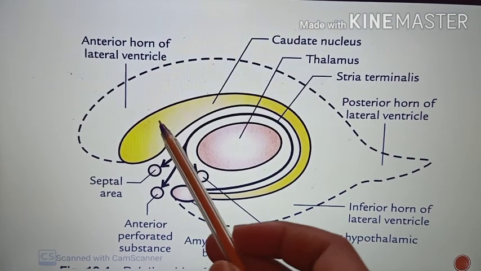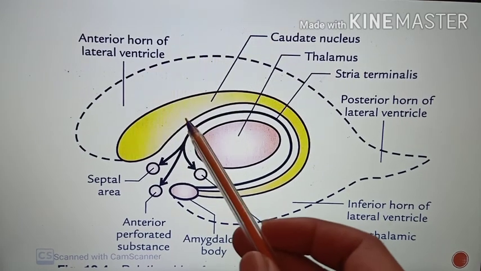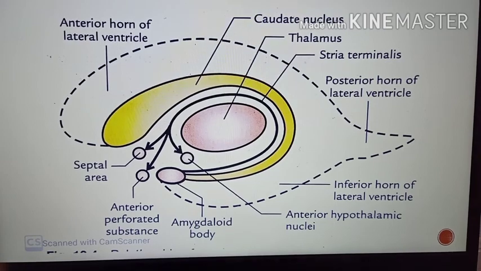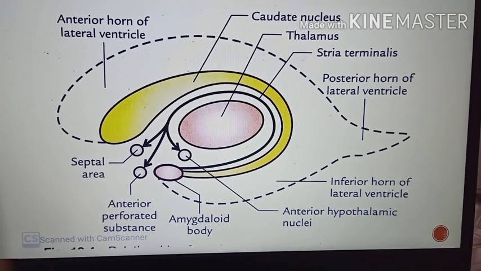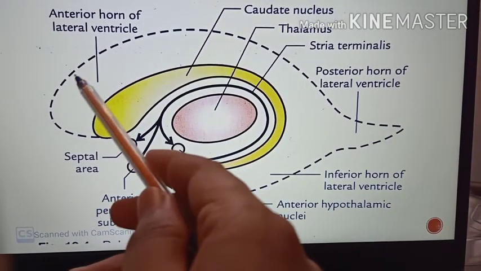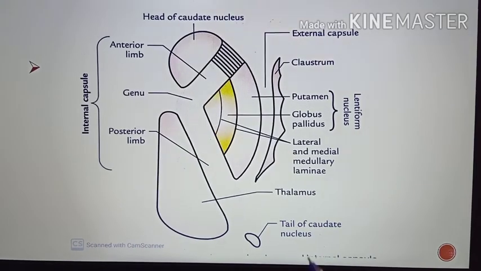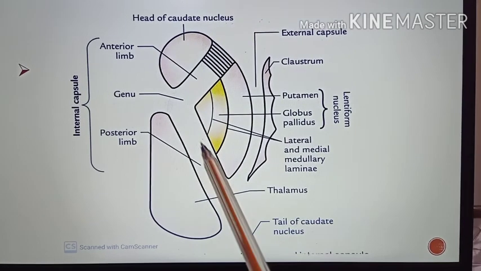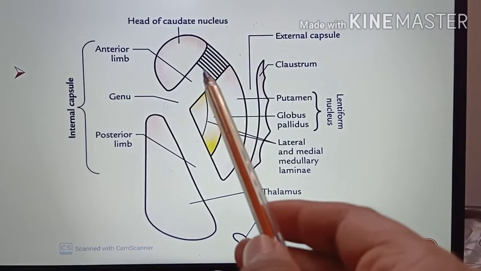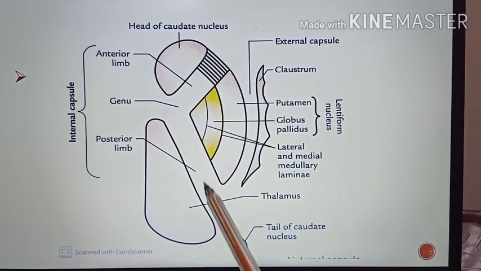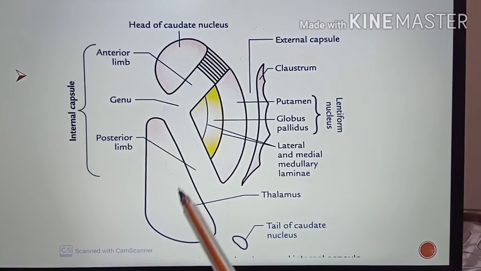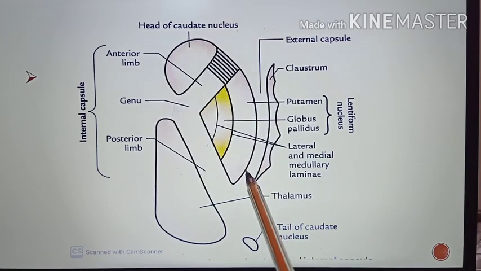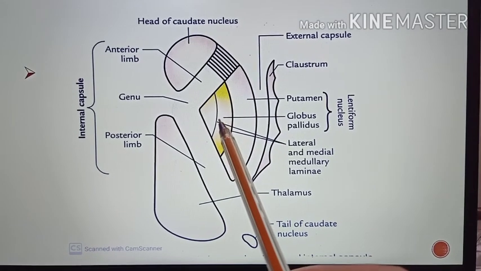The head of the caudate nucleus is large and rounded and forms the floor and lateral wall of the anterior horn of the lateral ventricle. In this picture, this is the head of caudate nucleus. Here you have the internal capsule: the anterior limb, genu, and posterior limb of internal capsule. This is the thalamus. These are the lentiform nucleus, which is divided into putamen as well as the globus pallidus.